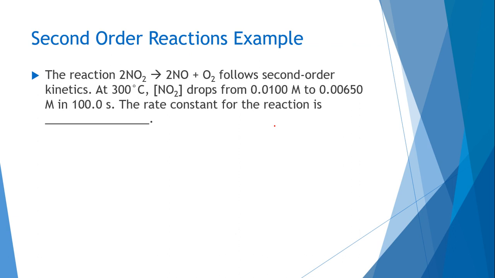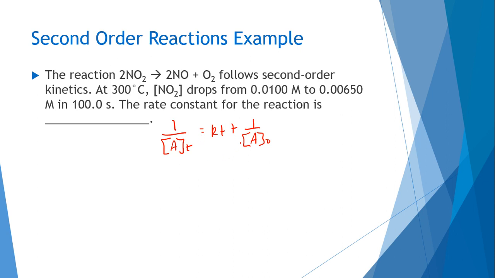So here we're going to work an example problem where we use that integrated rate law. Like we did with the ones before, we're just going to go ahead and write out the equation. 1 divided by the concentration of A at t equals kt plus 1 divided by the initial concentration. And our problem reads: the reaction of nitrogen dioxide yields nitrogen monoxide plus oxygen gas follows second order kinetics.